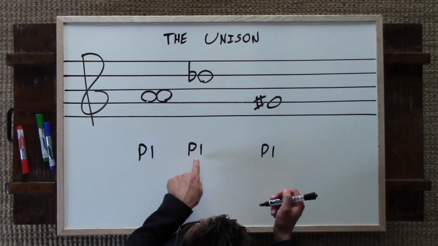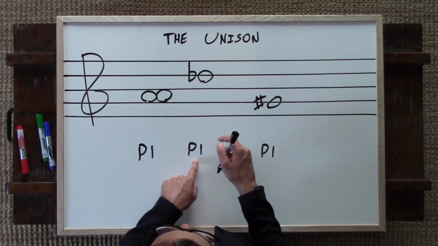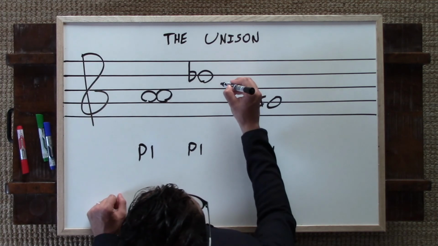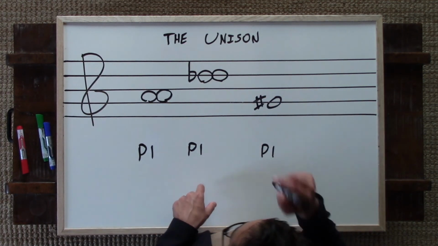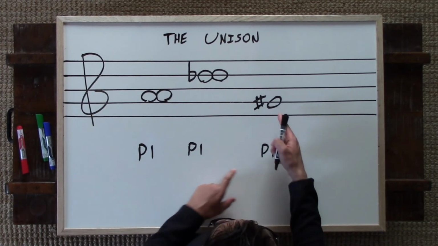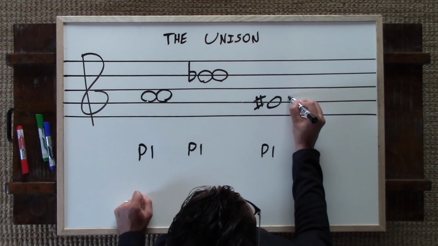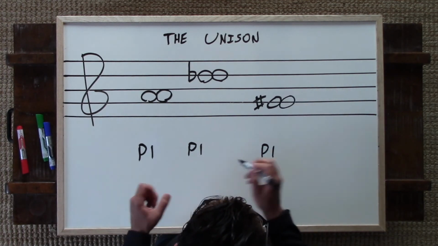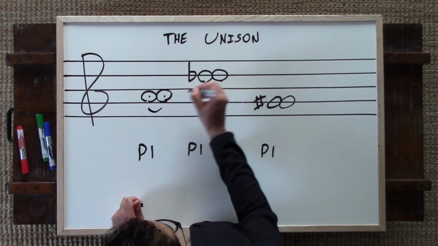Let's do this one, a perfect unison. This one is a D flat, so you do not have to write another D flat again. All you have to do is write another whole note right beside, and you have another perfect unison. And over here there's a G sharp. You don't have to write another G sharp. All you have to do is write another G. And that's it.